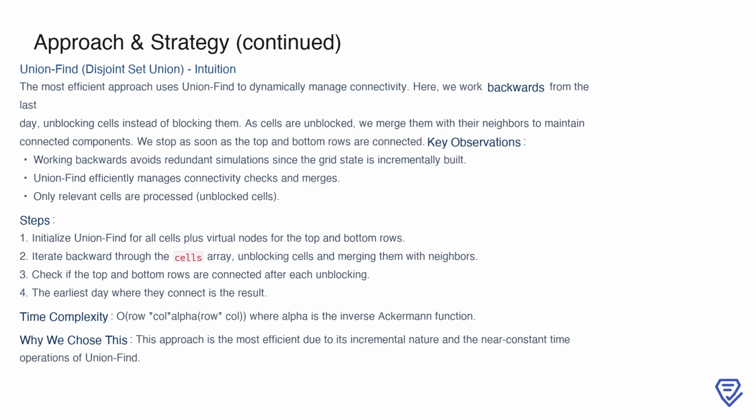The steps involve initializing a union find structure for all cells, including virtual nodes representing the top and bottom rows. Then, as we iterate backwards through the list of cells to be blocked, we merge each unblocked cell with its neighbors and check if the top and bottom rows are connected. The earliest day where this happens is our result. The time complexity of this approach is nearly linear, factoring in the inverse Ackermann function, which grows extremely slowly. This makes the union find method the most efficient choice for large grids.